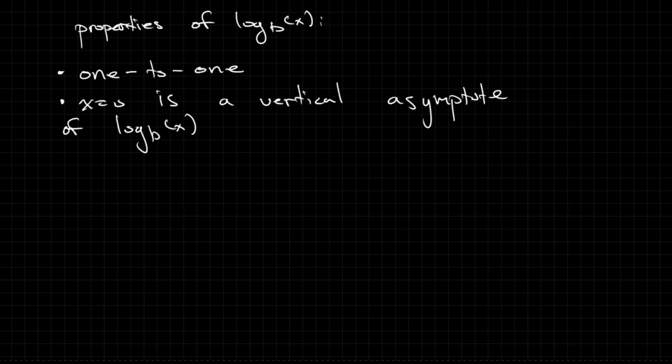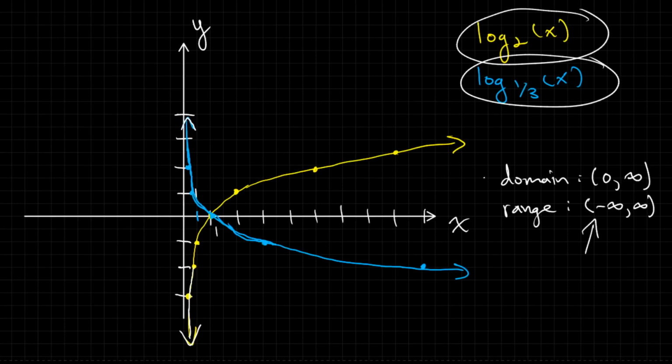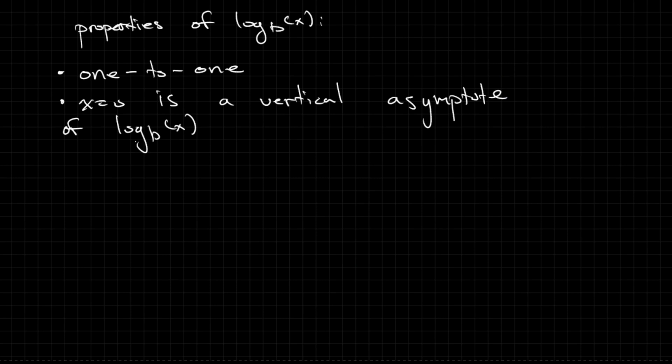Now, we also have the domain and range, which are given here. The domain is 0, infinity, and the range is all real numbers. And that's going to be true for every logarithmic function log base b of x. We might as well include it in our list here. So the domain is 0, infinity. The range is all real numbers.